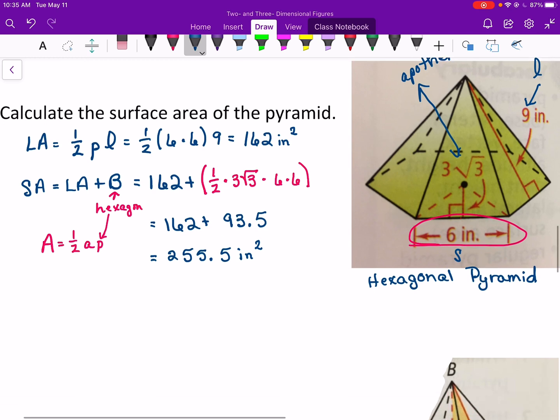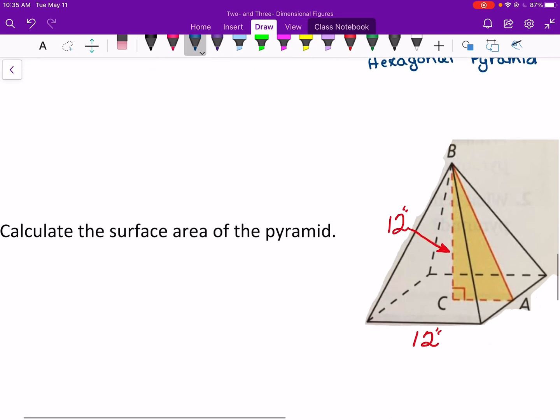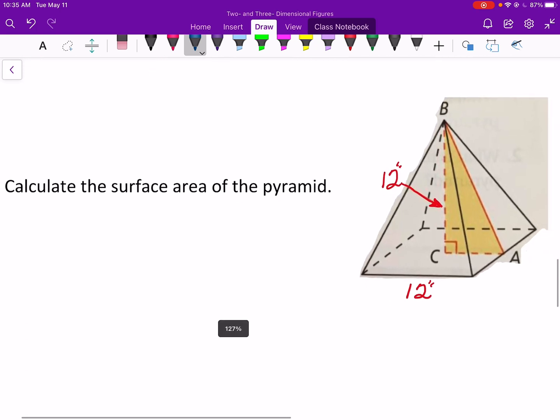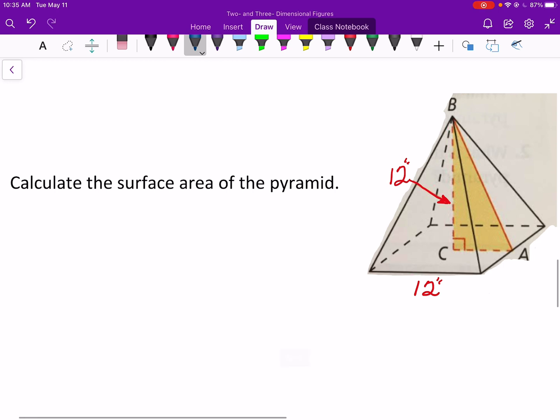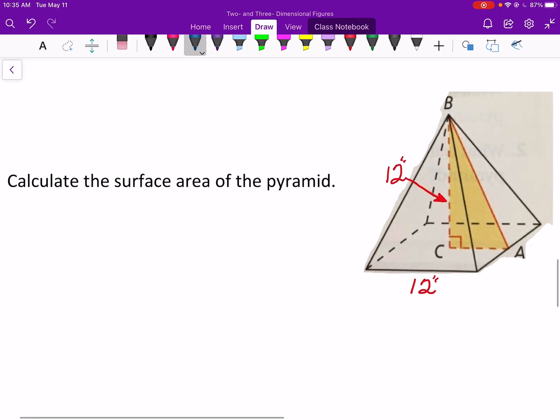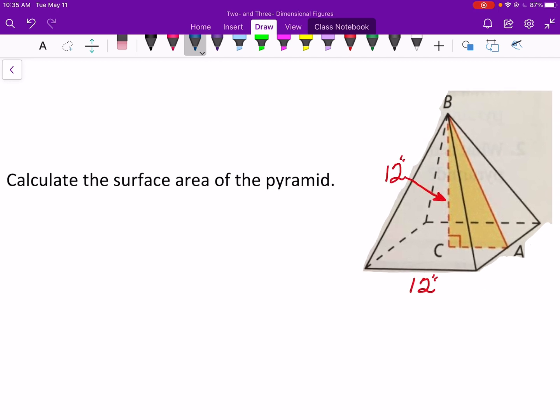All right, third time's charm. So we're going to do one more, and this one is slightly different. You'll find out what I mean as I work through it.